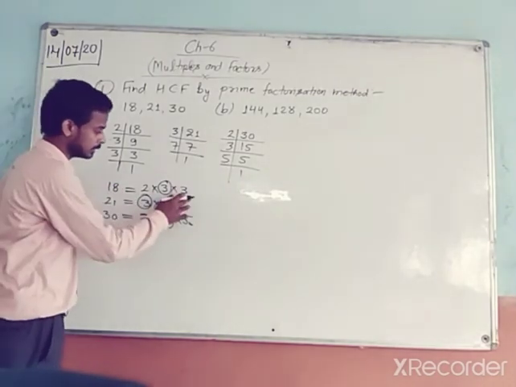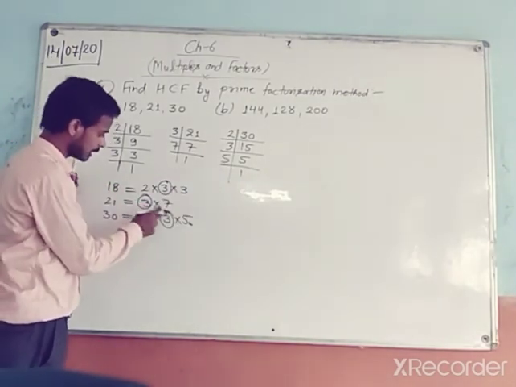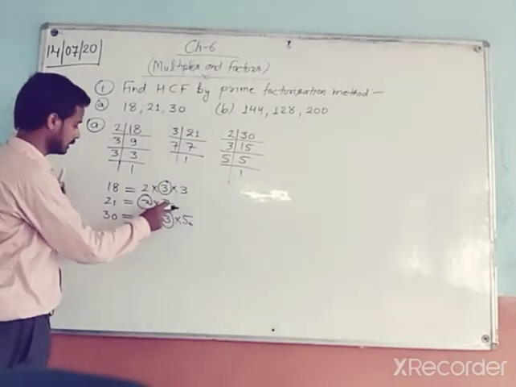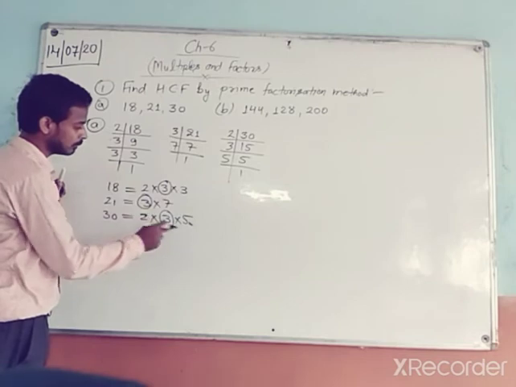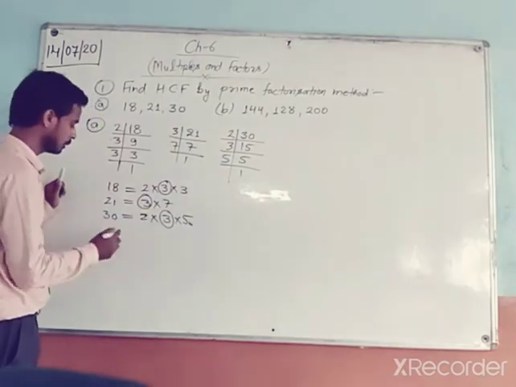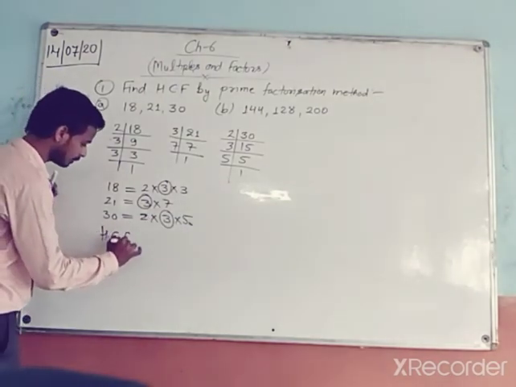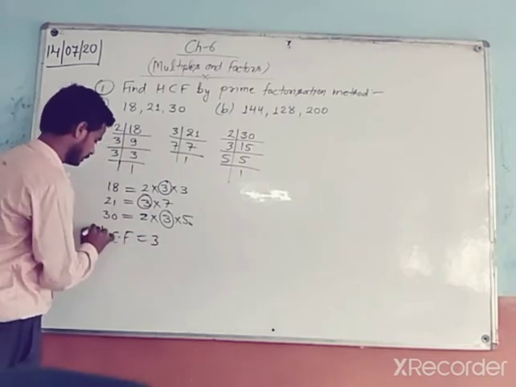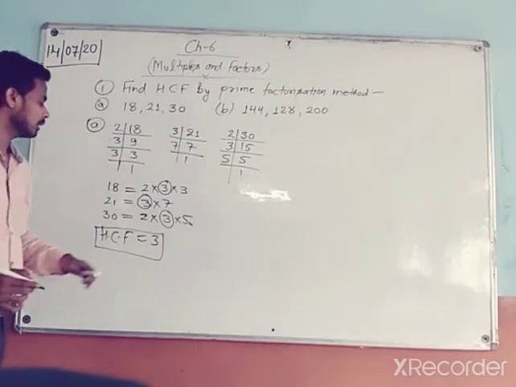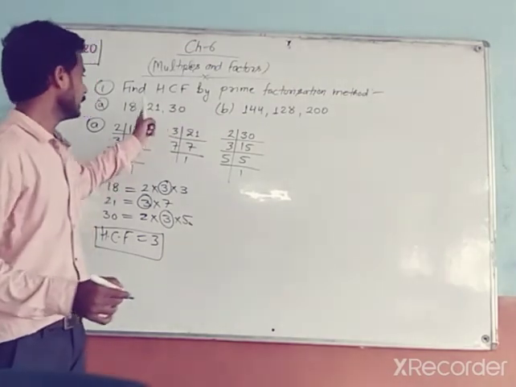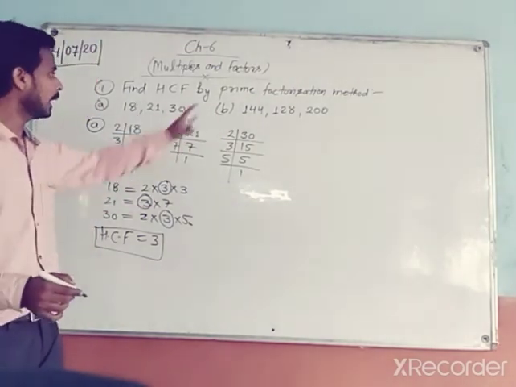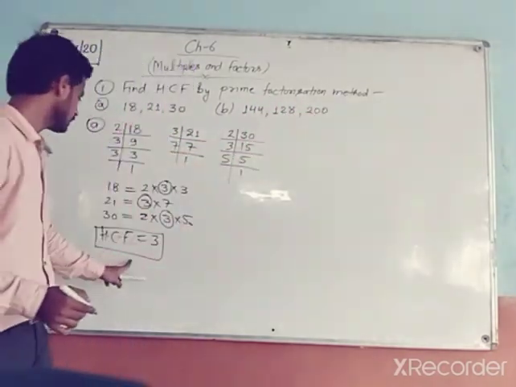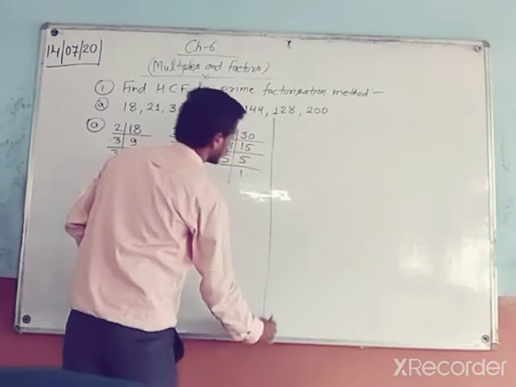Now the next is again 3, but this 3 is not in 21 and not in 30 also. Next, 7 is in 21 only, and 5 is in 30 only. So the HCF of 18, 21 and 30 by the prime factorization method is 3. Okay. Now solve for B.